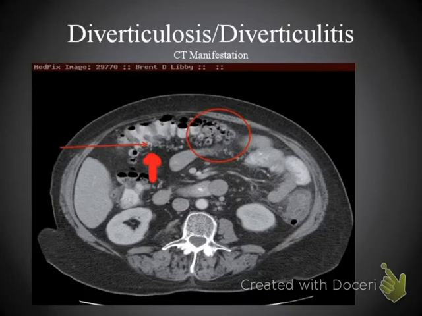This area here is very indicative of diverticular disease. As we can see, we have an outpouching.